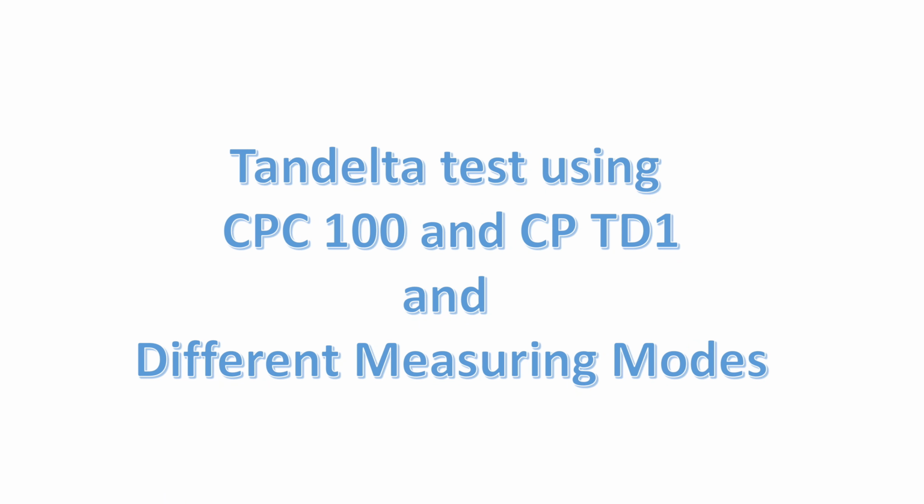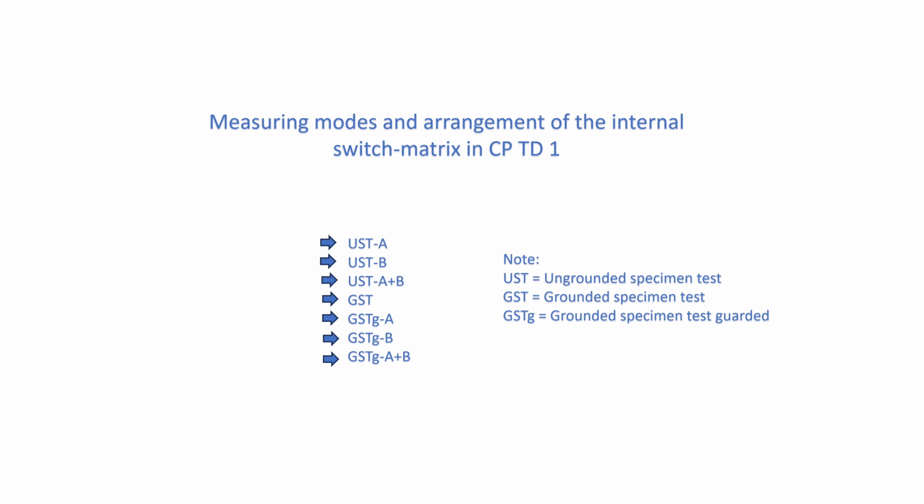Hello viewers, today I'm going to talk about the Tan delta test using CPC 100 and CP TD1 and the different measuring modes of CP TD1. You know, there are 7 modes: UST A, UST B, UST A plus B, GST, GST-Z A, GST-Z B, GST-Z A plus B. One thing we should know: UST means ungrounded specimen test. GST means grounded specimen test. GSTZ means grounded specimen test, guarded.